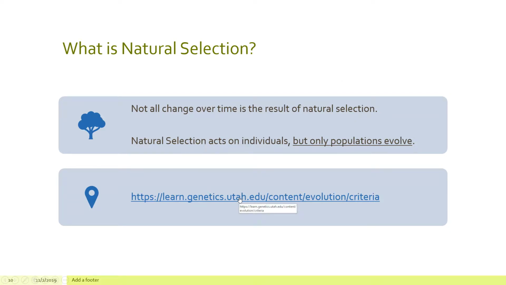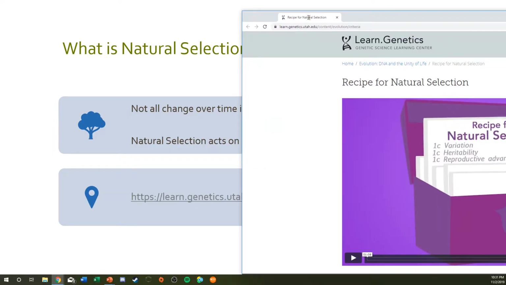So one last video that we'll watch on this concept. And while you're watching this, it's going to talk about some recipes that make natural selection occur. So I want you guys to jot these down in your notes. What are the 3 main things that would cause natural selection?